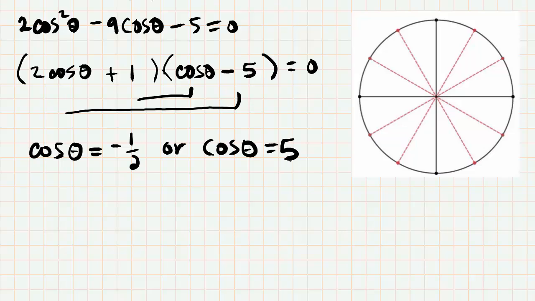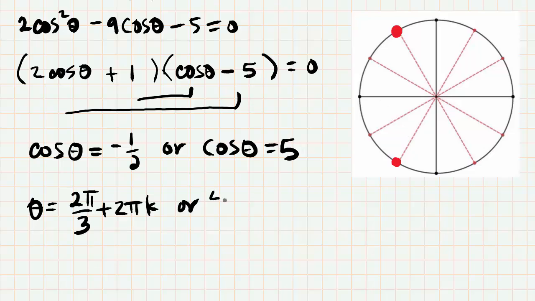Let's consider the first one. Cosine of theta equals negative 1/2. Let's go over to a 12-sector circle. Cosine is negative 1/2 at these two terminal points. So this tells us that theta is equal to 2 pi over 3 plus 2 pi k, or, let's see, there's 2 pi over 3, then 3 pi over 3, 4 pi over 3. Plus 2 pi k.